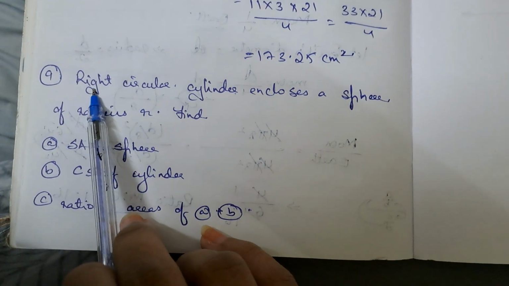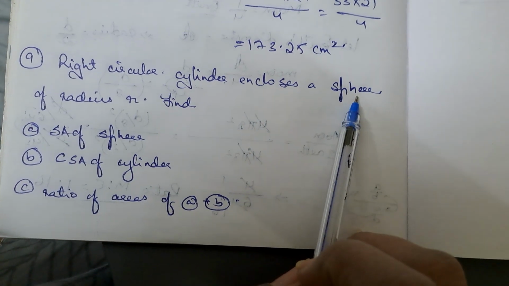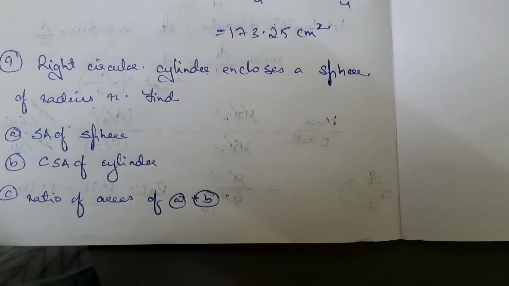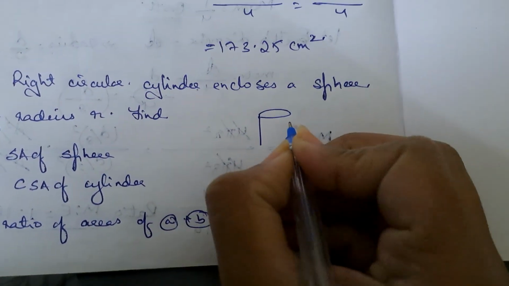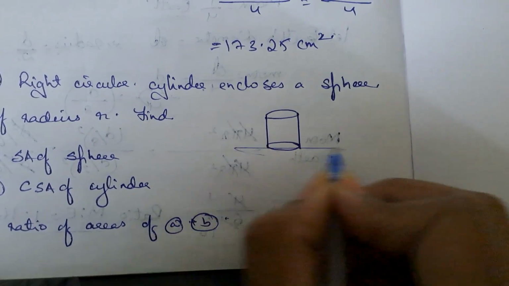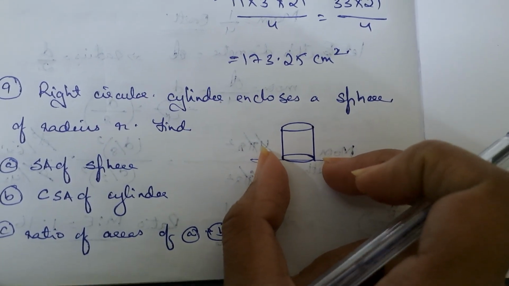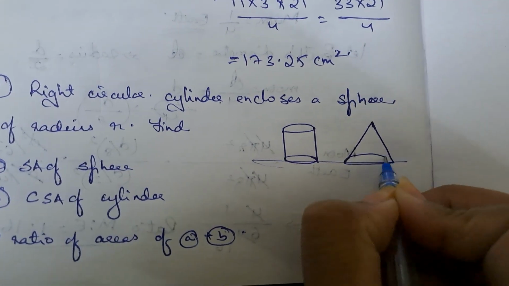Going with the ninth question, it says that a right circular cylinder encloses a sphere. Now, what does the term right circular cylinder mean? You're going to have these terms coming up in the next exercise. A right circular cylinder means that it is standing upright to the surface. If a cylinder is on this surface, this is what is considered to be an upright cylinder, or a right circular cylinder. Likewise, you'll have words, sentences or questions coming up like a right circular cone.